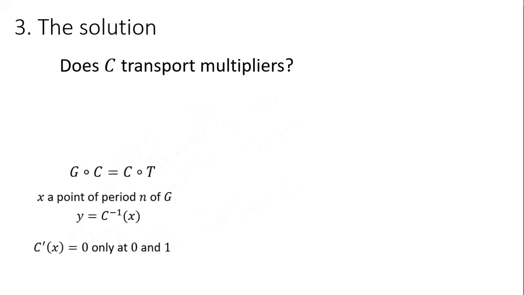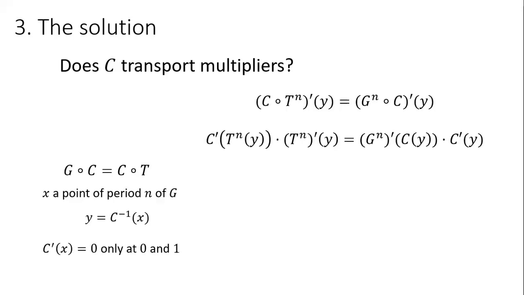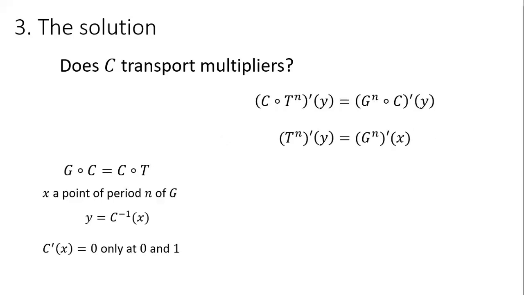Now, rearranging the equation to c t^n equals g^n c, we have (c t^n)'(y) equals (g^n c)'(y). The chain rule gives us that. But y is a fixed point of t^n, so the terms involving c cancel out, giving us that (t^n)'(y) is (g^n)'(x). But we know (t^n)'(y) is 2 to the n, since y has 2 as multiplier. Therefore, the multiplier of the orbit of x is 2, where x can have period 2, 3, or 3000, doesn't matter.